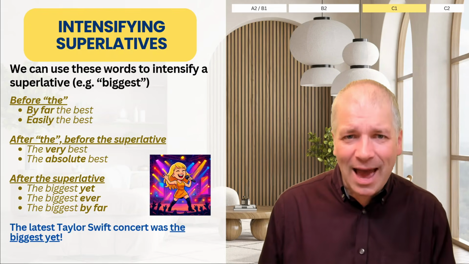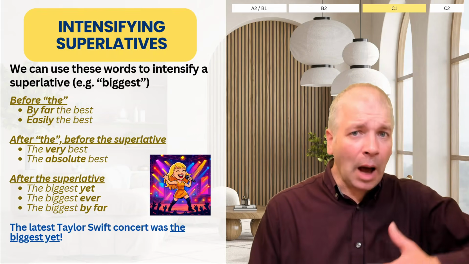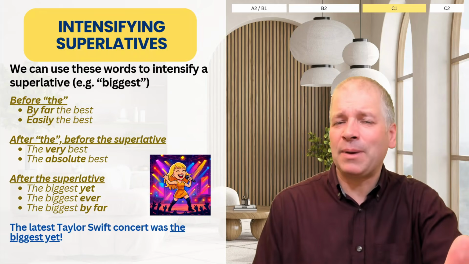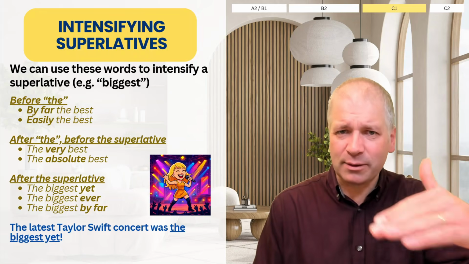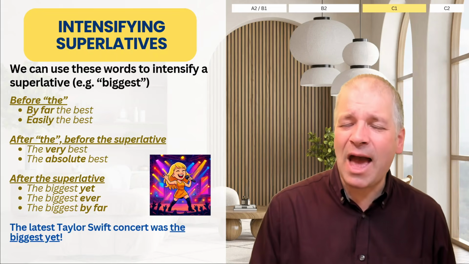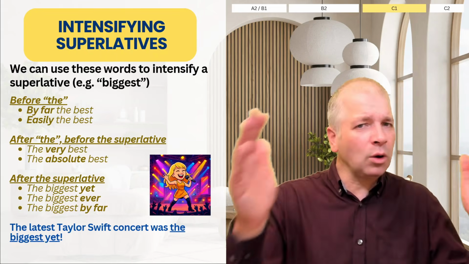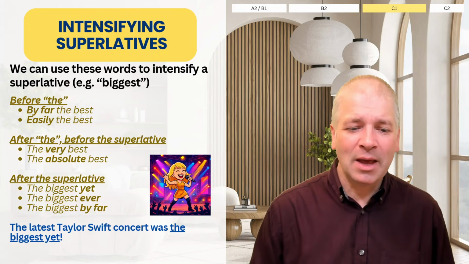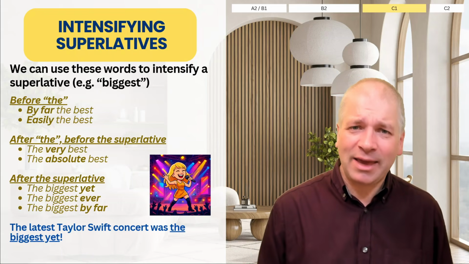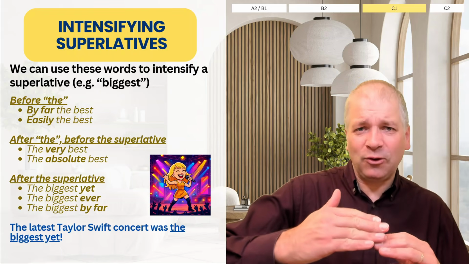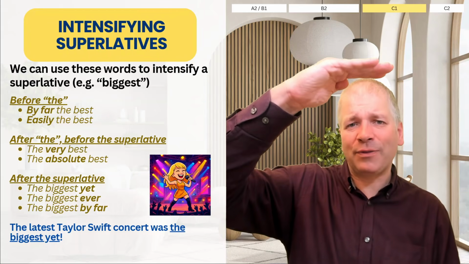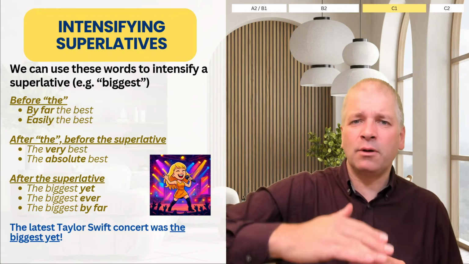And we could also go after the superlative. The biggest yet means up to this time. Maybe there'll be something bigger afterwards, but up to this time, this is the biggest. The biggest ever emphasizes that in all of time, this one is the biggest. And the biggest by far again emphasizes the gap between the fact that they are so far at the top and all the others are a long way below.